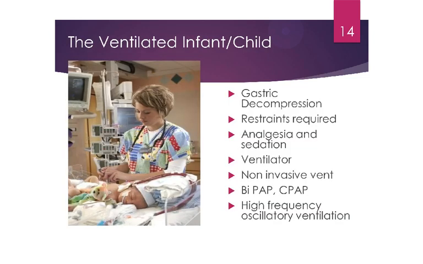So the ventilated infant or child will have an NG tube in, or an OG tube, or a gastric tube, and that's so we can perform gastric decompression because air can be trapped in the stomach, and they will need restraints to protect the airway in case they are lightly sedated and they wake up and try and pull that out. And the analgesia and sedation needs to be closely monitored.